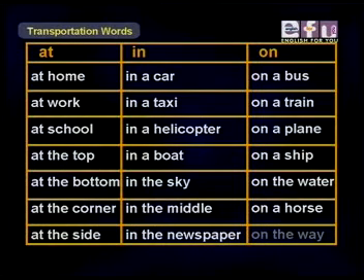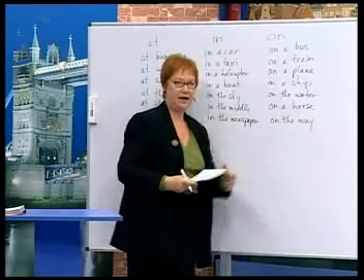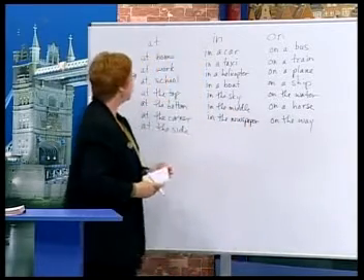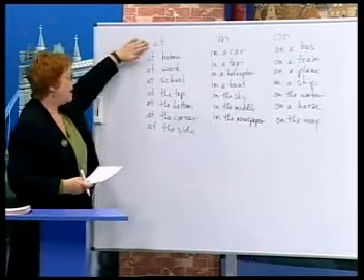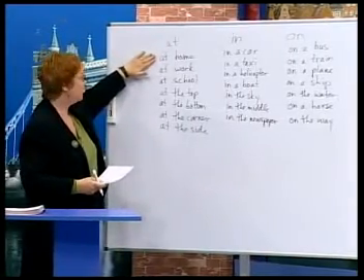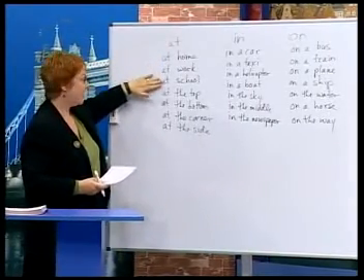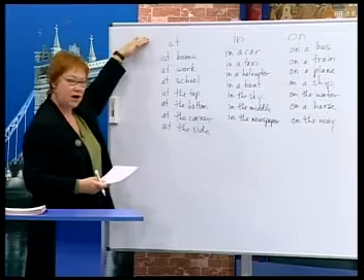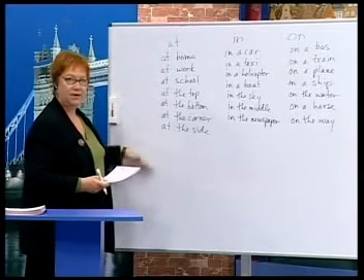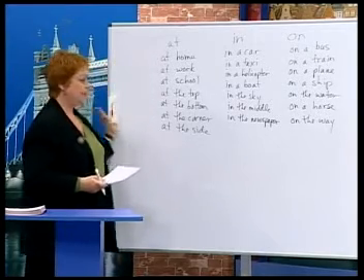On a horse. And this one's a little bit special. On the way, meaning coming. Okay? All right. So let's look at these again. With at, we have at home, at work, at school, at the top, at the bottom, at the corner, at the side.